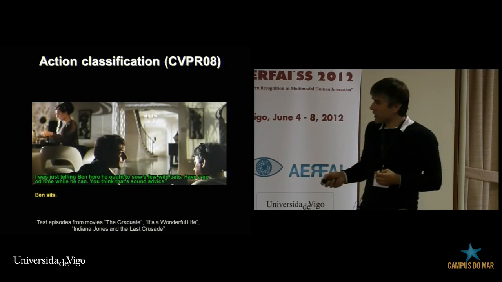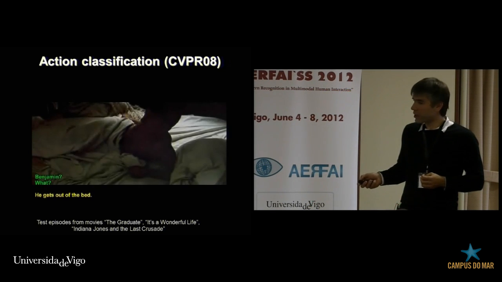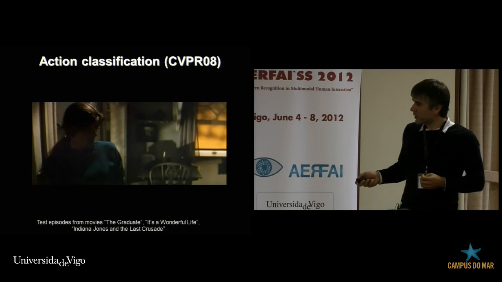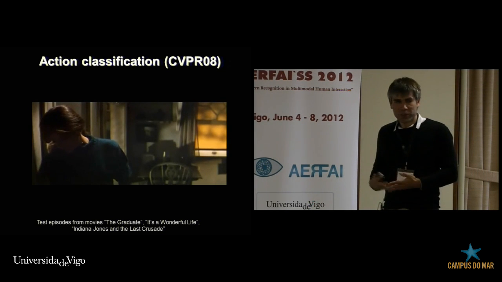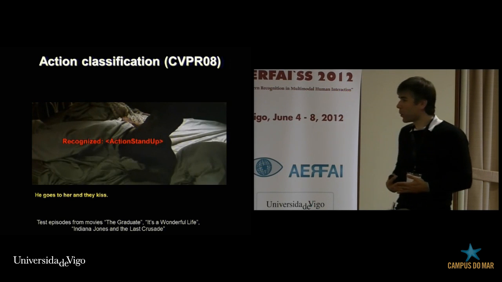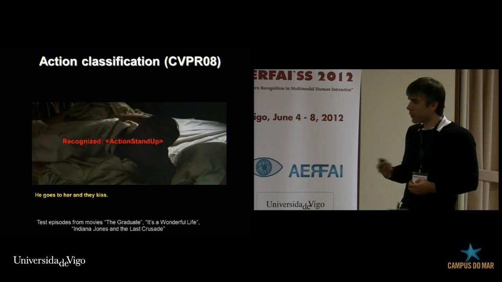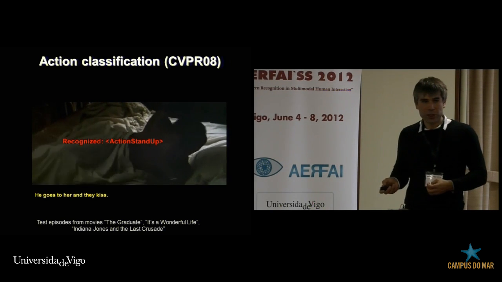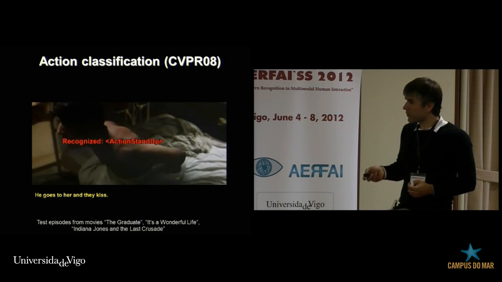What you also see in yellow is the script text, like he gets up. This script text is not used in the test. It's just here to show what type of information we would be using if this were the training data.